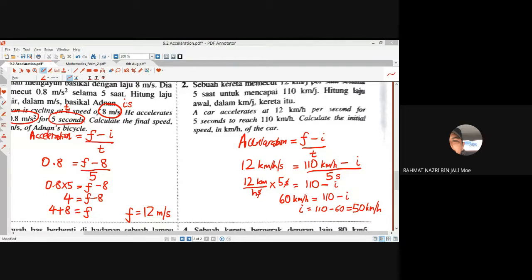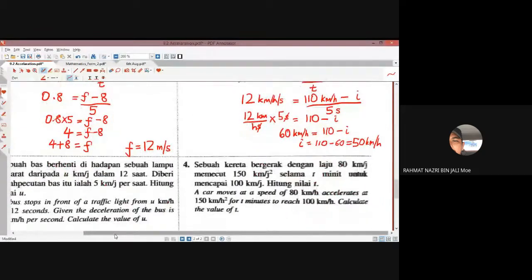Okay, next question. Question number 3. Anyone share your answer to the class? Question number 3. Okay, share your answer. Boleh type dalam chat box. Question number 3. Apakah jawapannya? Okay, soalan nombor 2 sudah siap. So saya proceed to question number 3.